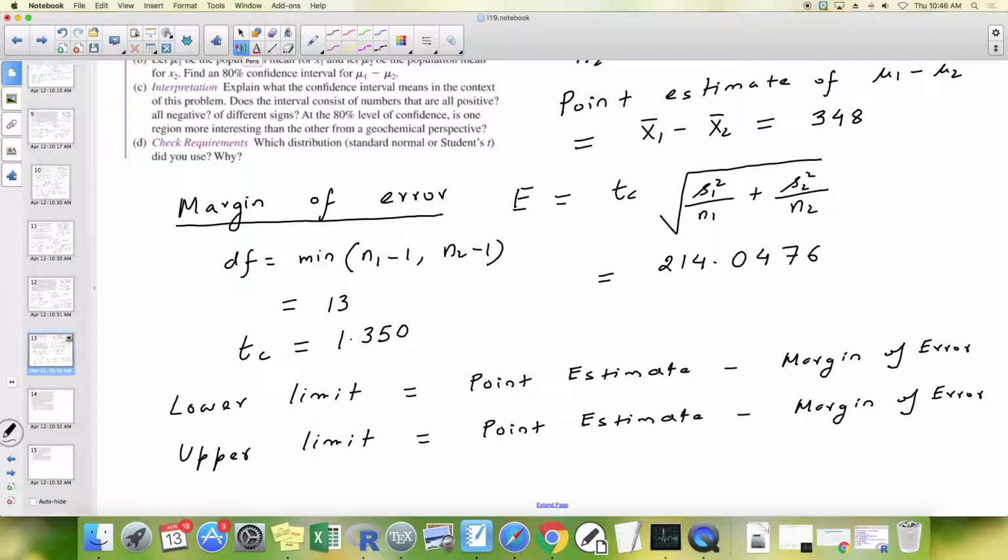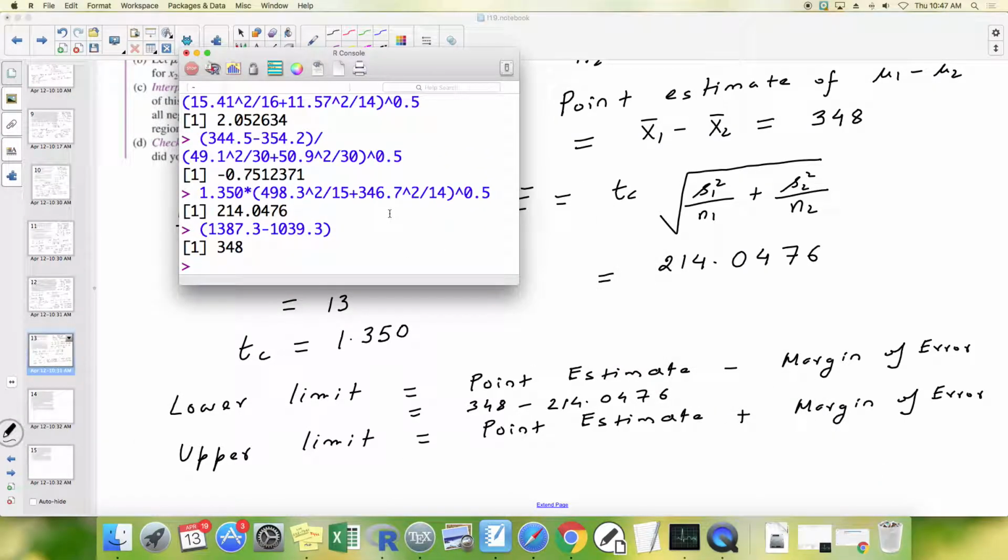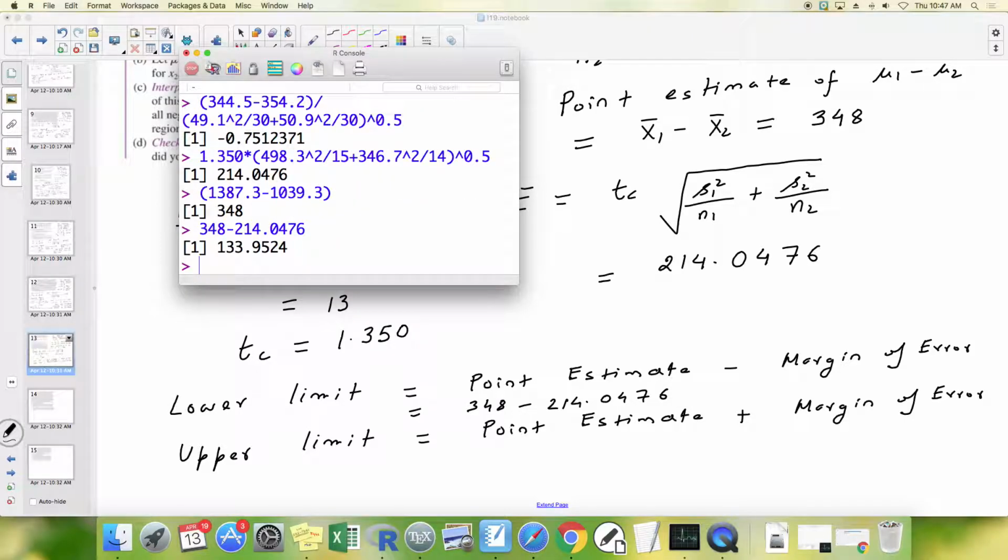Okay. So upper limit is point estimate plus margin of error. So lower limit now becomes 348 minus 214.0476, which is 133.9524.